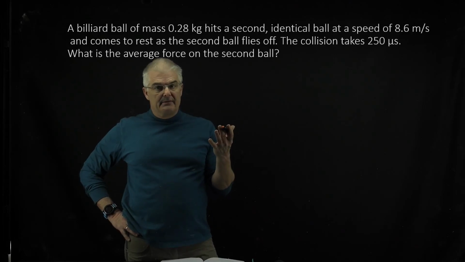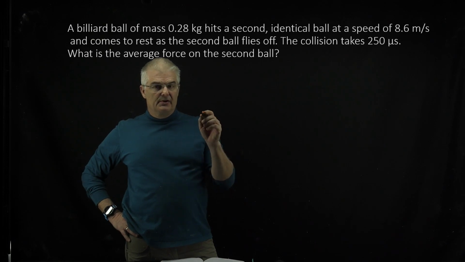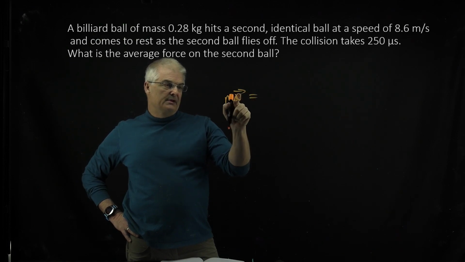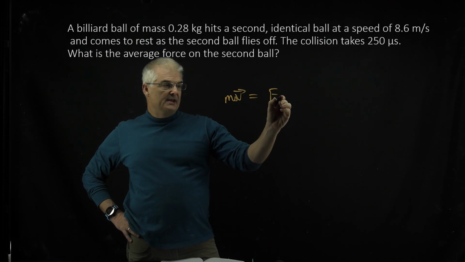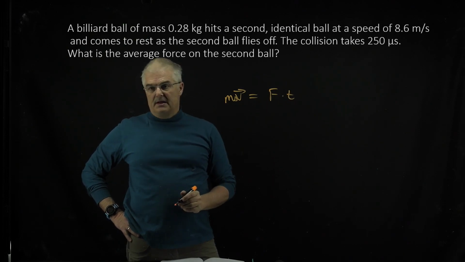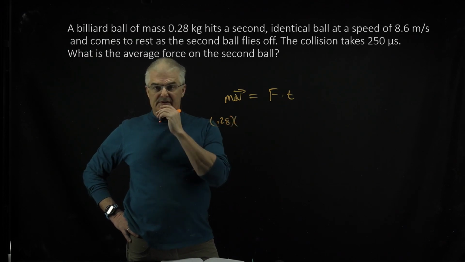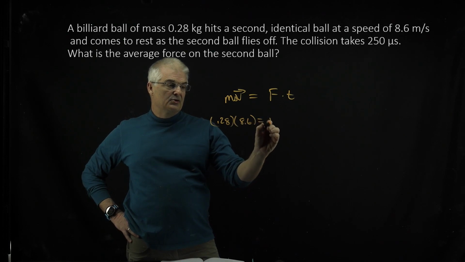We've got a momentum problem, right? We've got a mass and we have a velocity, we've got a time. And so the key equation is m Δv, with an arrow at the top because this is a vector, equals the impulse, which is force times time. And you know that this is 0.28 kilograms. You know your velocity change is 8.6, and you're trying to solve for the force.